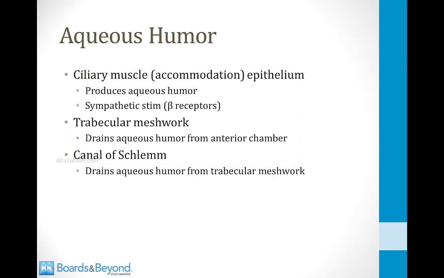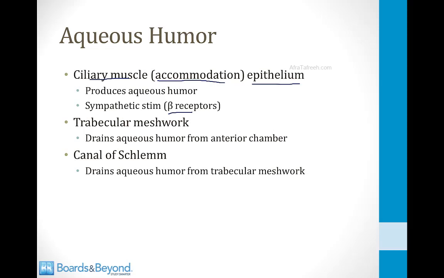Your eye needs aqueous humor so you can see. It's what gives the eye its shape and it nourishes the eye. So there's a very important process by which aqueous humor is produced and then drained from the anterior chamber. So the ciliary muscle, which is the muscle responsible for accommodation or changing the shape of the lens of the eye, has an epithelium, and that's what produces aqueous humor. And this is under the influence of the sympathetic nervous system. It can stimulate the epithelium to produce more aqueous humor by beta receptors.